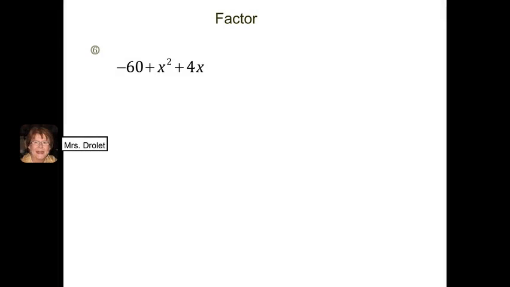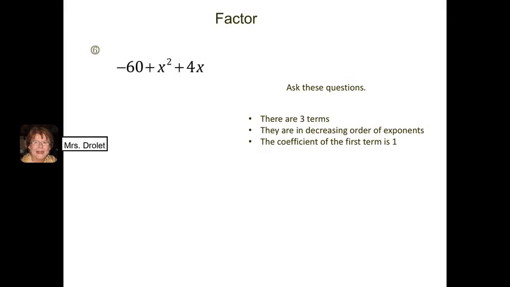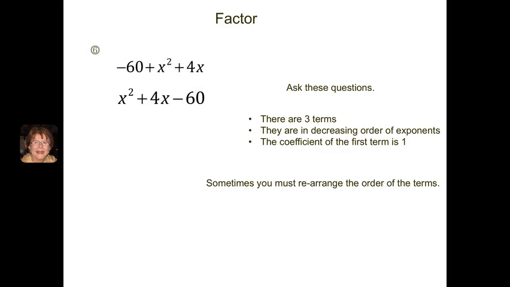How about this one? I have three terms, but they're not set up the way an easy trinomial should be set up. Do you have a suggestion? So in order to decide what method to use, always ask yourself, how many terms? Here, there are three terms. In an easy trinomial, they should be in decreasing order of exponents, and the coefficient of the first term is 1. Well, I do have three terms. I can rearrange this to make it an easy trinomial. I have exactly the same terms. I've got positive x squared plus 4x minus 60. I've rearranged it so that they are in decreasing order of exponents.